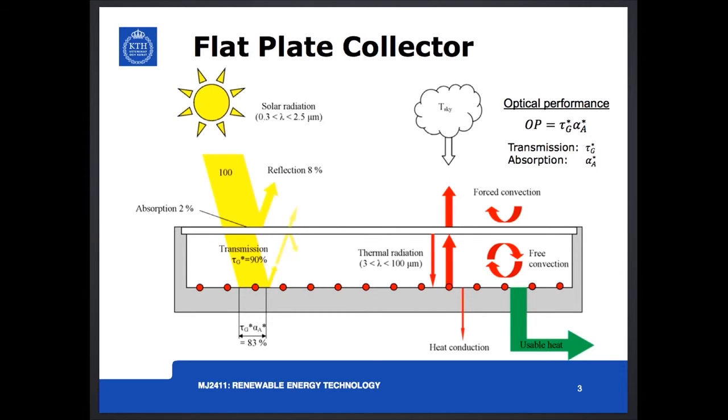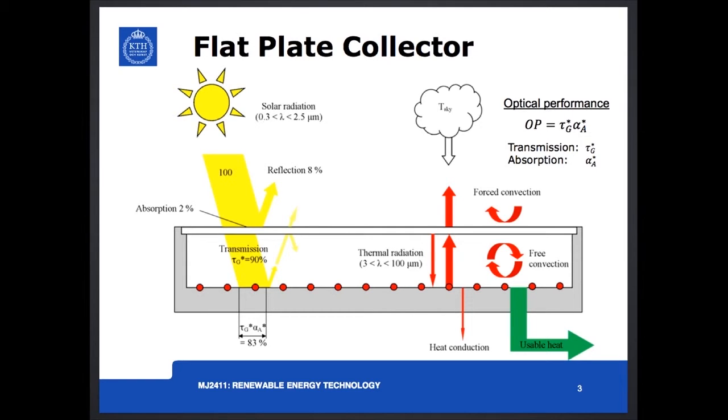Parts of this impinging radiation onto the absorber is then absorbed at the absorber itself, and a small part is also reflected off the absorber. The product of the transmissivity of the glass window and the absorptivity of the absorber, tau G and alpha A, is commonly referred to as the optical performance. In these videos, whenever we have properties with an asterisk, we are speaking about properties of materials that refer to the solar spectrum, and properties without an asterisk refer to properties of the thermal spectrum.